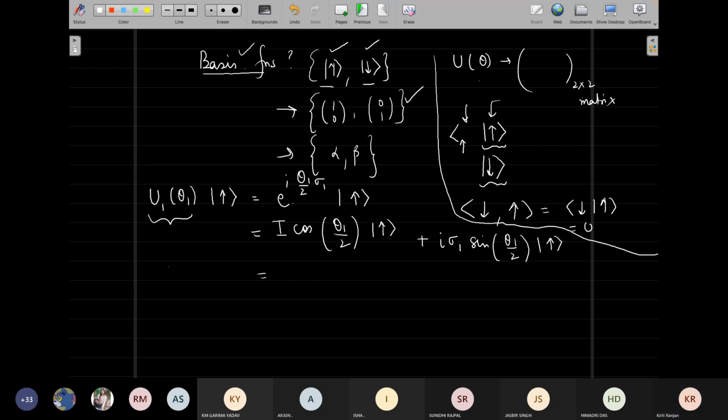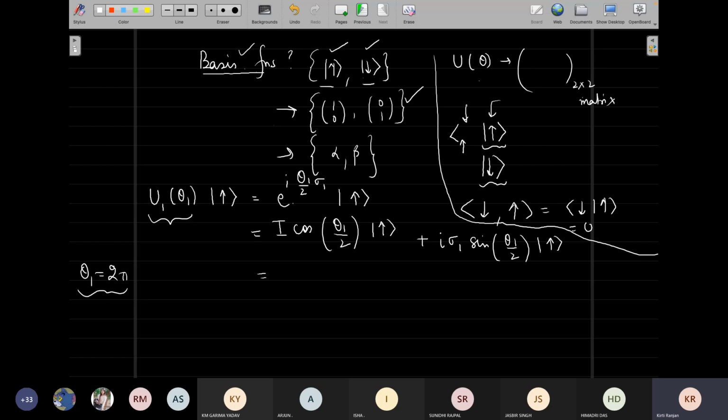Now, let's say theta 1 is equal to 2 pi. What is expected if I'm applying a rotation by 2 pi on this spin up? What is expected? Same state. No change. So let's just apply it. What will be I, the identity matrix? So it doesn't affect much.